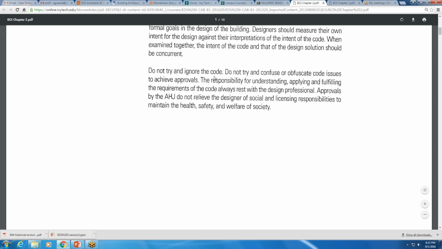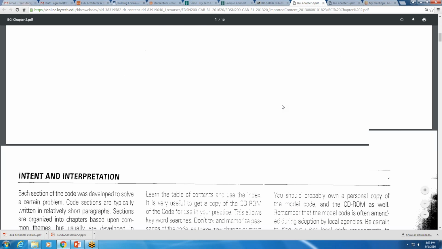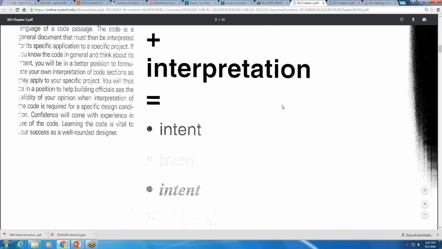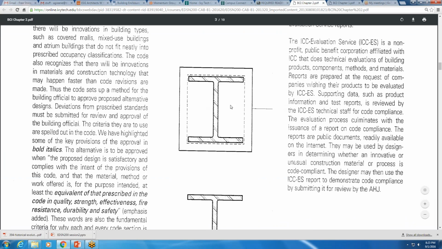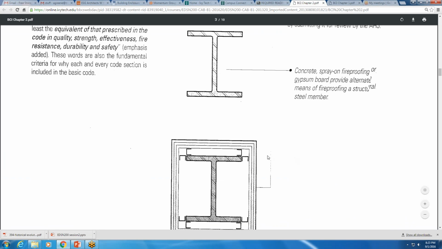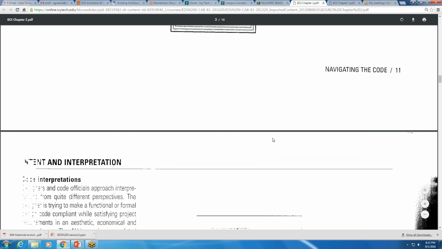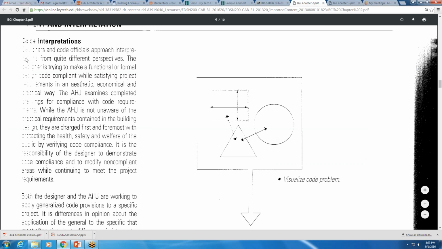So do not try to ignore the code, and do not try to confuse or obfuscate code issues to achieve approvals. Don't try to trick the code people as you turn them in for approval. Intent and interpretation, continued. They put a diagram here to talk about what could possibly be meant by intent and how you could interpret something differently than it actually intends to be interpreted.